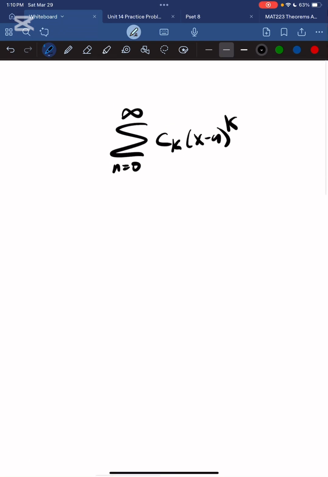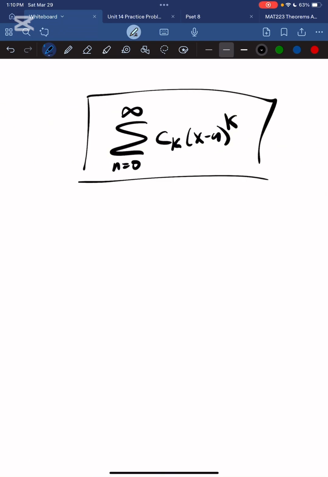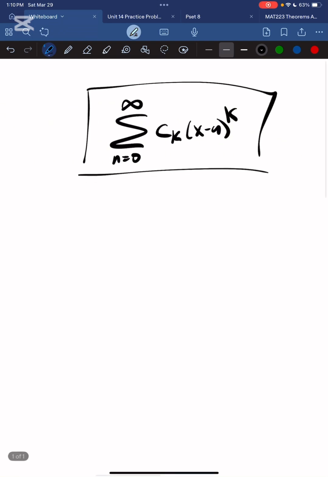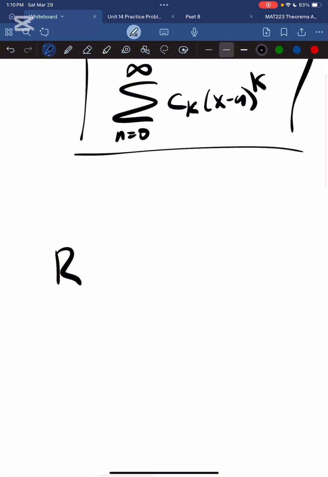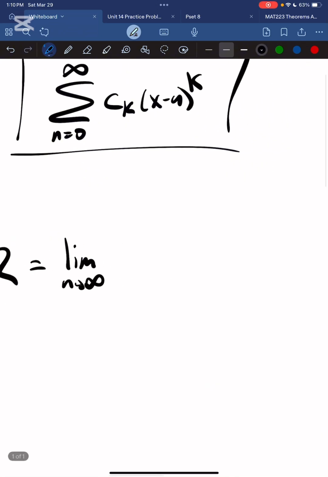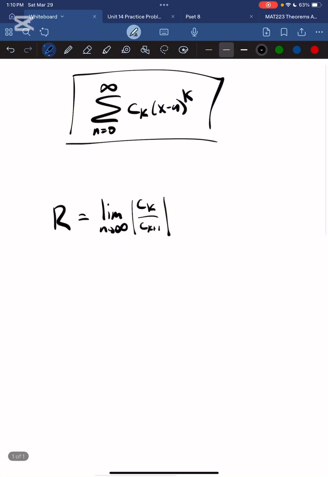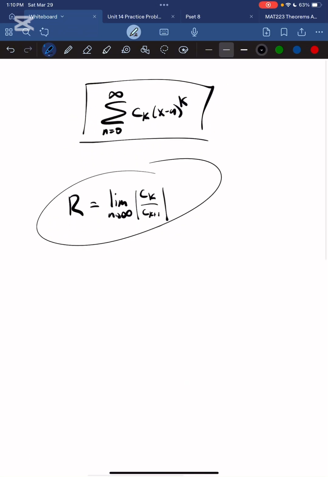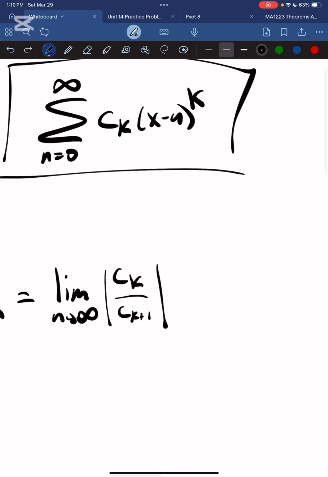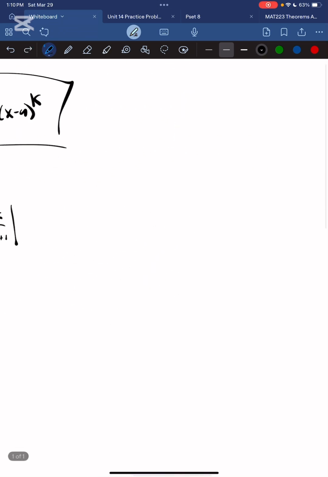For any series like this, we know the radius of convergence, which we'll denote as r, is equal to the limit as n goes to infinity of c sub k over c sub k plus 1. This is the theorem. Like I said, it's just this. And it's pretty cool.